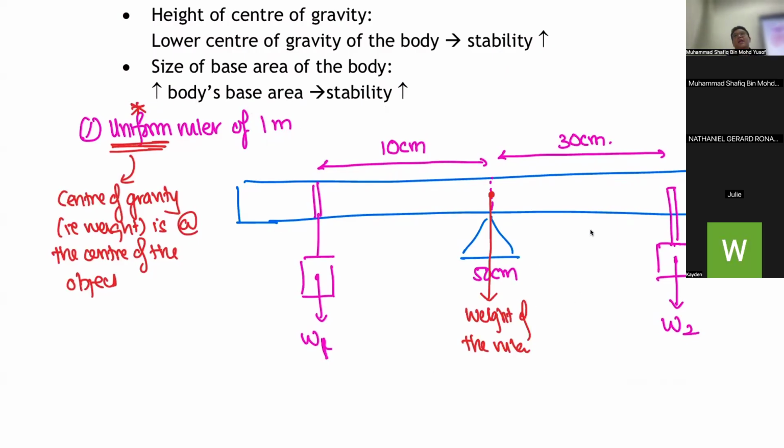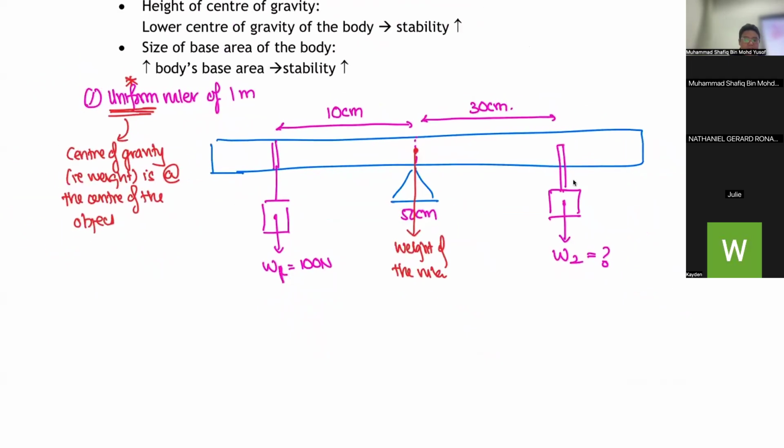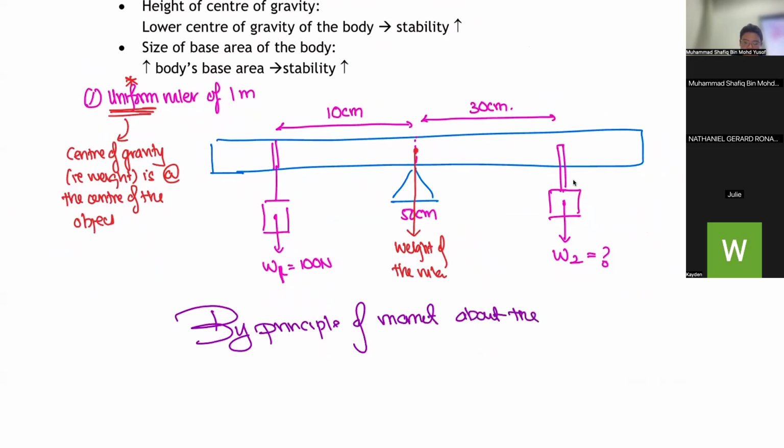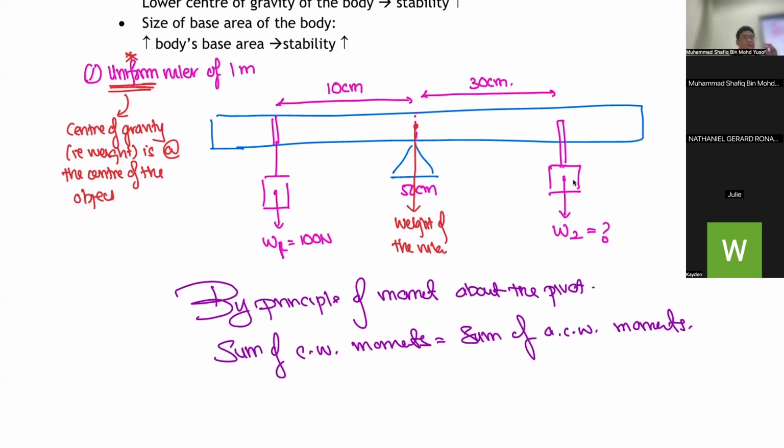All right. So let's say your job here is to find the weight. Let's say the weight here is 100 Newton. Then find for me the weight W2 that causes this object to become balanced. So the principle of moment is what you need to invoke. You need to say by principle of moment about the pivot, sum of clockwise moment equals the sum of the anti-clockwise moment in this case. You have to say this very clearly.